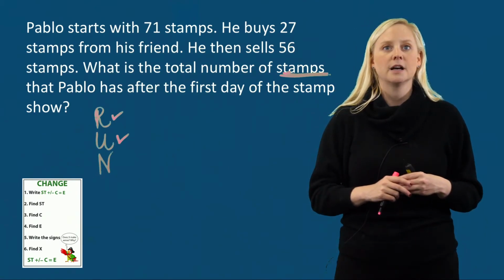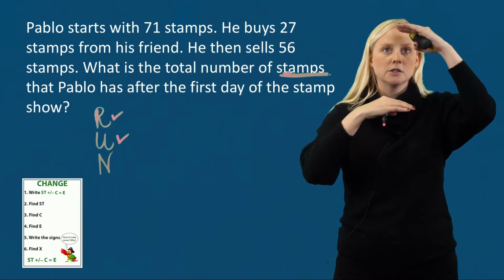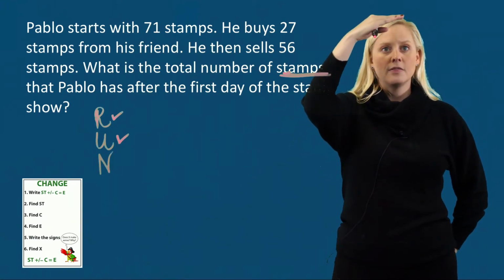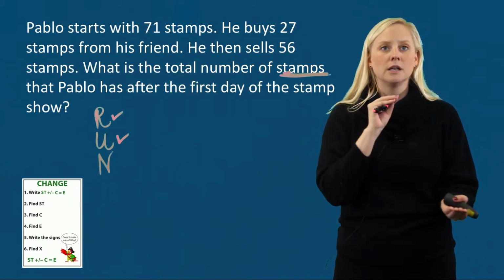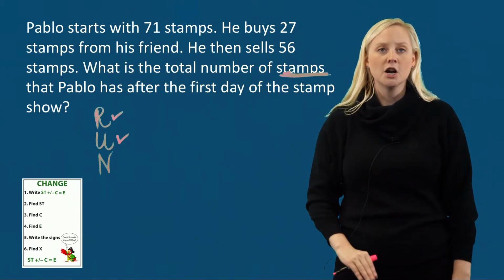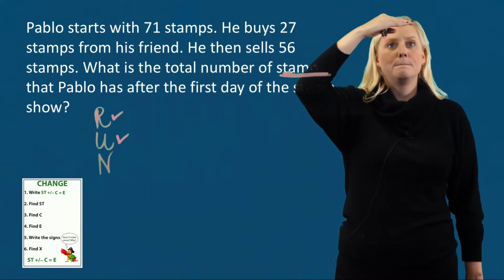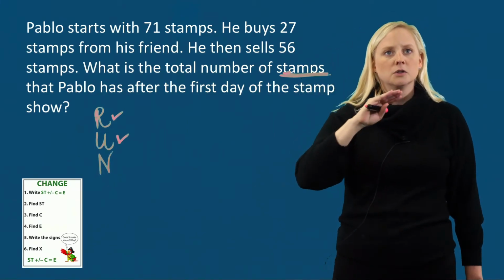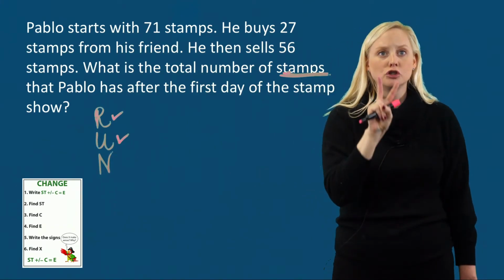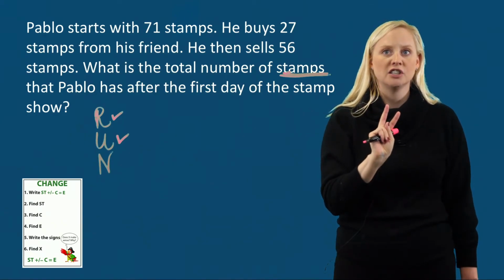Our next step in STAMPS stands for name the problem type. I need to ask myself, am I putting parts together for a total? Am I comparing 2 amounts for a difference? Do I have a start amount that increases or decreases to a new amount? Or do I have groups with an equal number in each group? Here, I see Pablo started with some stamps, then he bought some more, but then he sold some more. So we have a change problem, but 2 things happen. This problem is different because we have 2 changes.